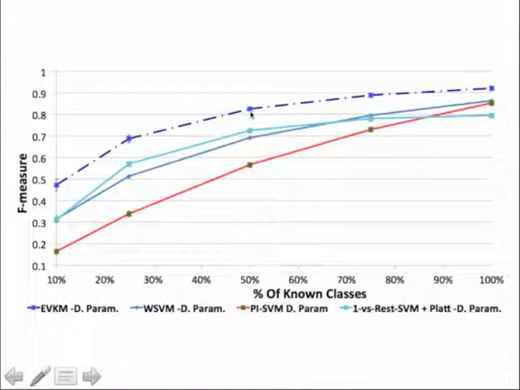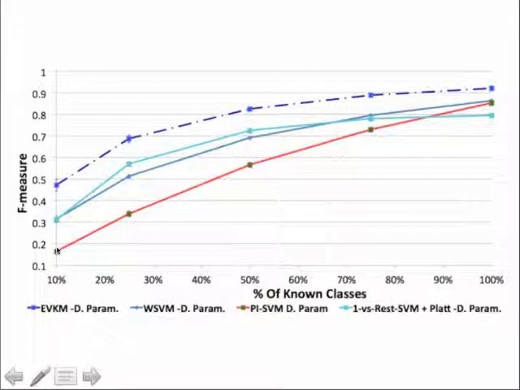This impacts the performance of the EVKM, but not nearly as much as it impacts the performance of 1 versus rest SVM or the WSVM or another open set algorithm that's been recently introduced called the PISVM. And as you get down to only 10%, so you only saw 100 classes, but during testing all 1,000 show up and you have to reject lots of them as unknown, the F measure for the EVKM is still close to 50%, where the other algorithms are down in the 30s or in the teens.